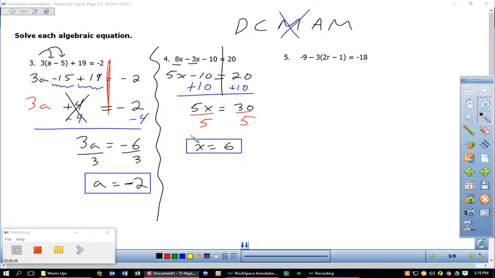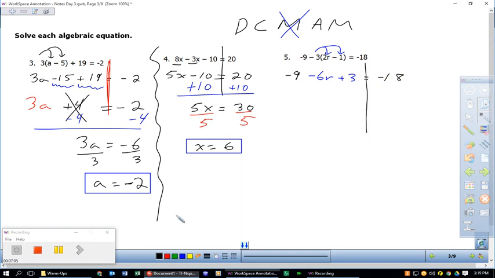Okay, number 5. First, distribute. Well, the only thing we can distribute here is this negative 3. It's adjacent to those parentheses, so we can distribute that. So we'll take negative 3 times 2r. That's going to be negative 6r. And negative 3 times negative 1, so that's plus 3. Bring down negative 9, and equals negative 18.